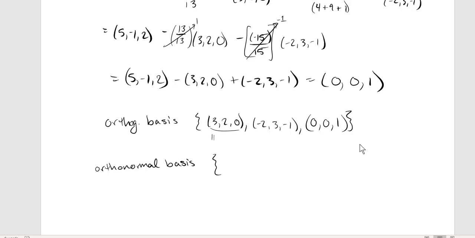The length of this guy looks like it's root of 13. The length of this guy looks like it's root of 14. And the length of this guy is 1. That's nice.